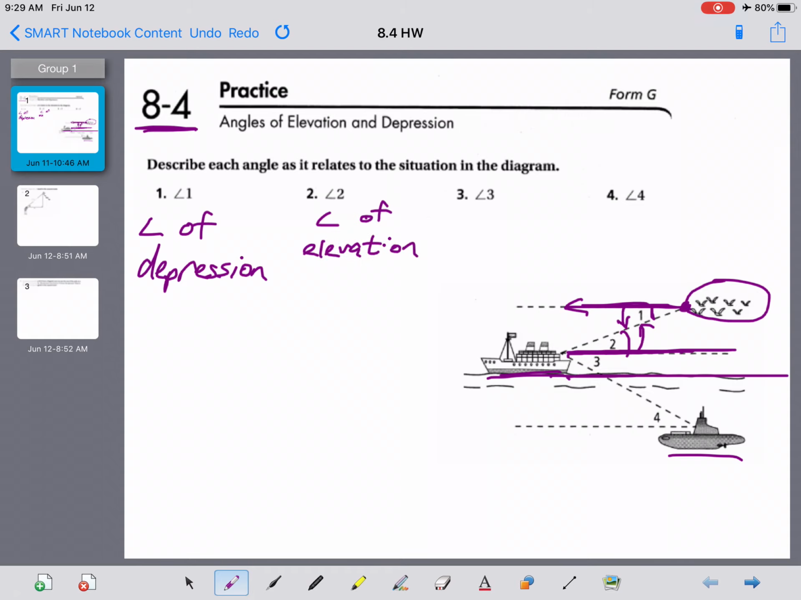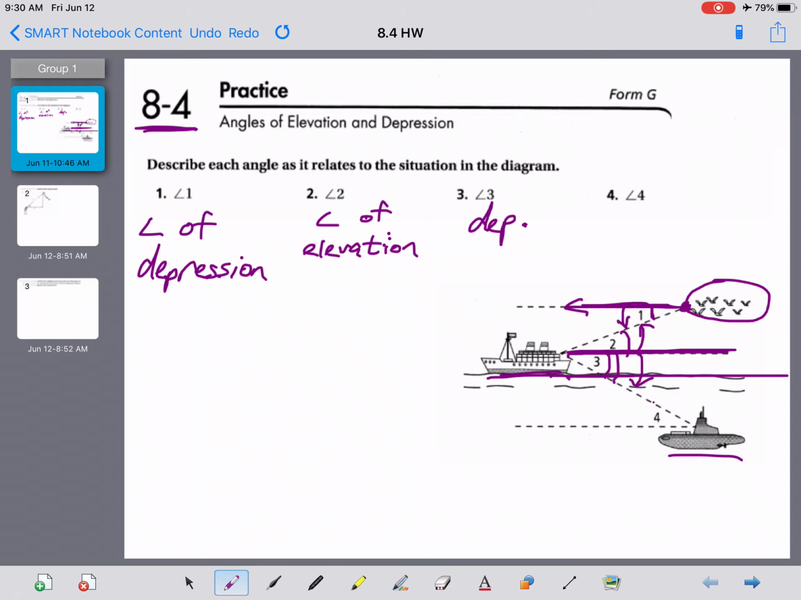Let's move on to number 3. Now I think the submarine below water comes into play. The submarine is below the ship and off to the side. Angle 3 is located right here. And again, the horizontal line shoots out to the right here. Angle 3 is below that horizontal line. That's how many degrees down, below horizontal, somebody on the bow of the ship would have to look in order to see the submarine. So since angle 3 is below a horizontal line, that is an angle of depression.